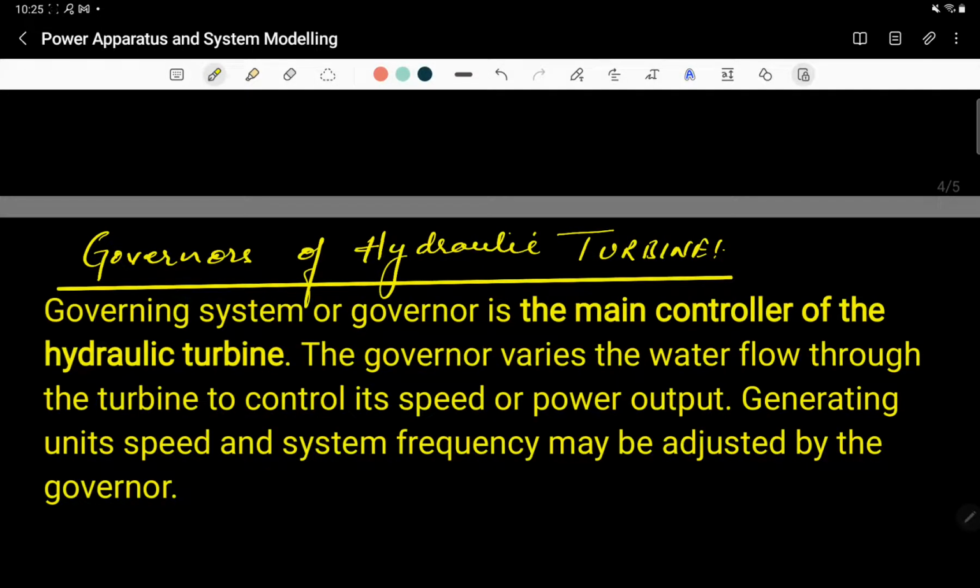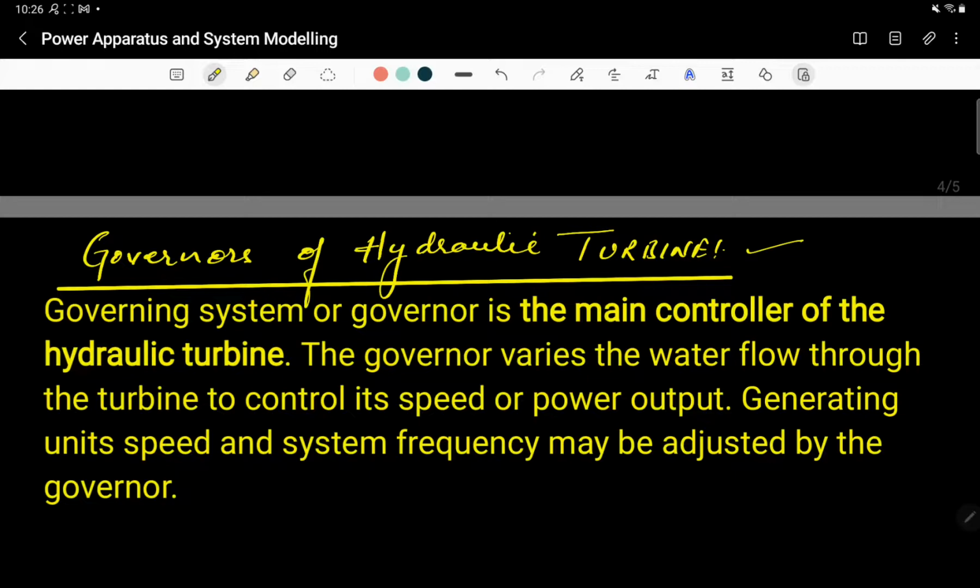Hello everyone. In the last lectures, we discussed the hydraulic turbine transfer function, and then we discussed the linear and non-linear turbine models. So today we are going to discuss the governor, the modeling of a governor for a hydraulic turbine.